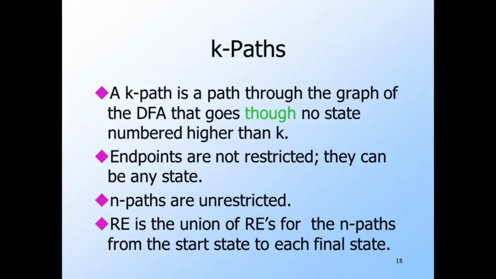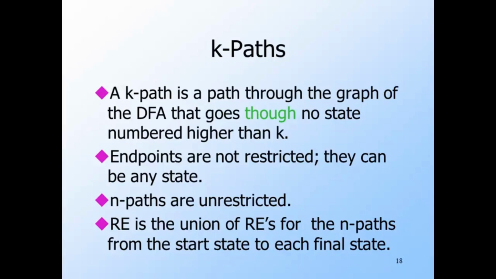We're going to talk about k-paths, which are paths that can go from any state to any state, but in the middle, that is excluding the endpoints, only states numbered k or less can be found. The inductive construction is on k, and it states that there is a regular expression whose language is the set of labels of all k-paths from state i to state j. We start with 0 paths as a basis, and by the time we get to n paths, there's no restriction on paths at all, so we have a regular expression describing the language of the automaton itself.